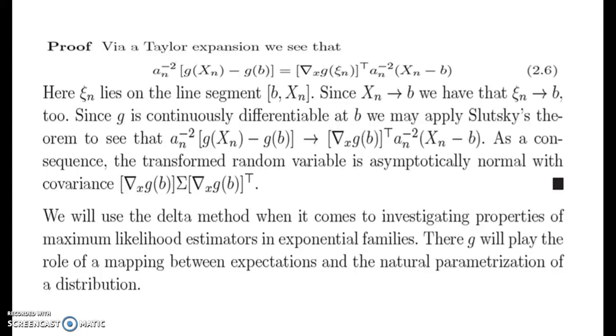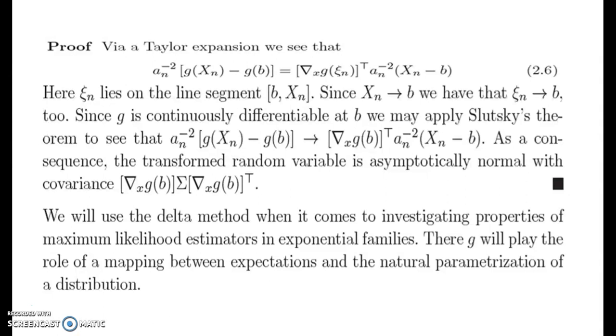Since x_n is mapping towards b, we have that σ_n is mapping to b too. Since g is continuously differentiable at b, we may apply the Cauchy theorem to see that a_n^{-2}(g(x_n) - g(b)) is pointing towards ∇_x g(b)^T a_n^{-2}(x_n - b).